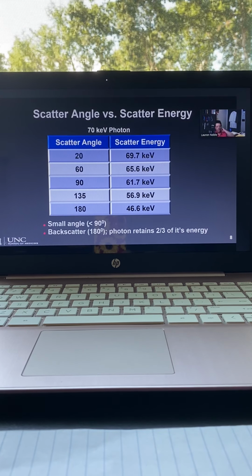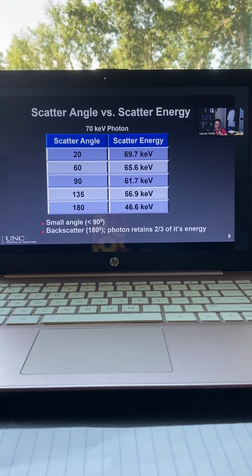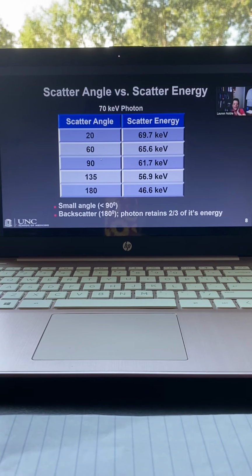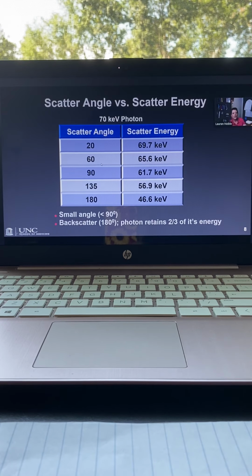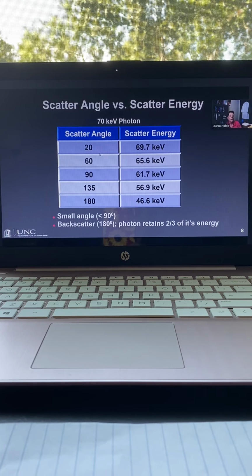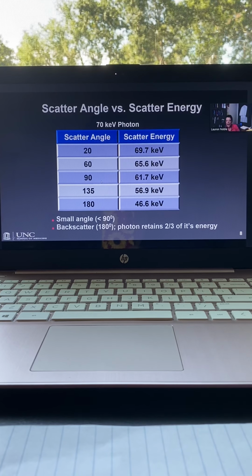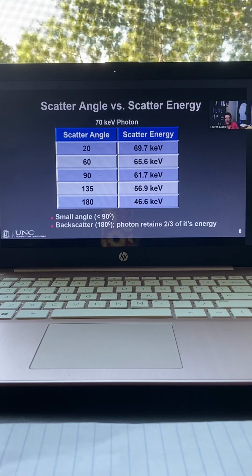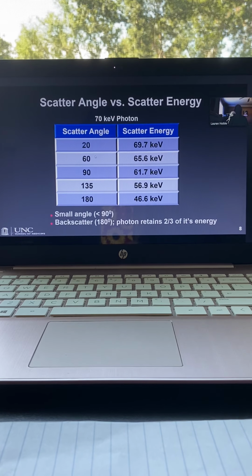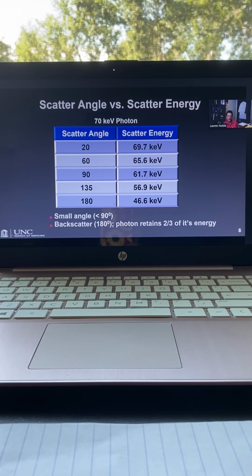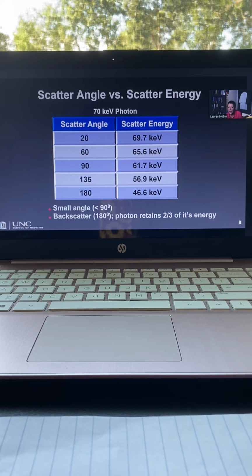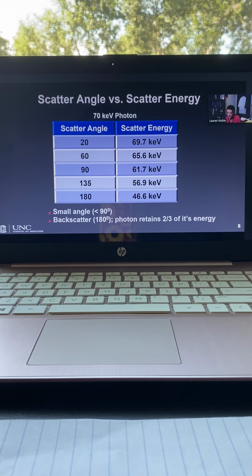Small angle scatter refers to any photon that has a scatter angle less than 90 degrees. In other words, if it scatters less than 90 degrees, then there's a high probability it is going to make it to the image receptor. So with this example here, what would be considered small angle scatter? What two scatter angles? 60 and 20. Okay, 60 and 20. So small angle scatter is anything that has an angle less than 90 degrees, because that means it's going to make it to the receptor, okay?